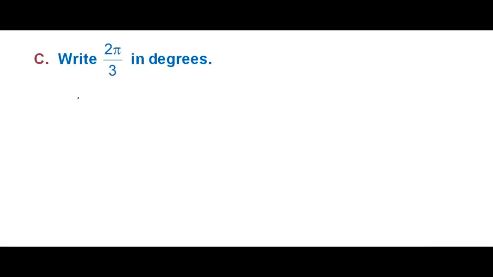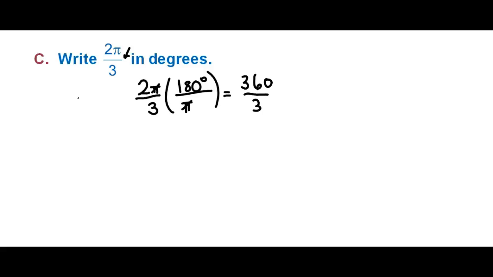Now we're given the reverse. We're tasked to write 2 pi over 3 radians in degrees. Notice there's no unit there. Radians is kind of implied because it's just a ratio. But 2 pi over 3 radians to degrees would be 2 pi over 3 times 180 degrees over pi radians. So my pi's are actually going to cancel out, and I'm going to get 360 over 3 degrees, which is the equivalent of 120 degrees.